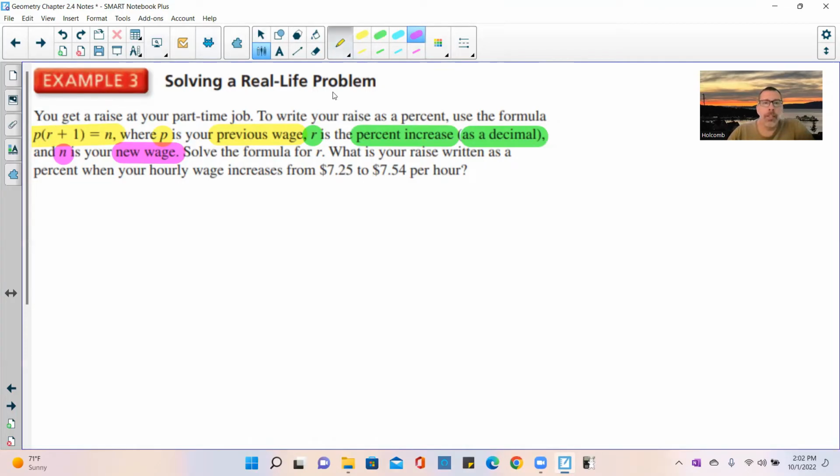Okay, so hopefully that makes sense to you. It just saves a step at the end rather than just finding P times R and then adding it to P at the end. Okay, because that's a distributive property. So that's going to come into play here.